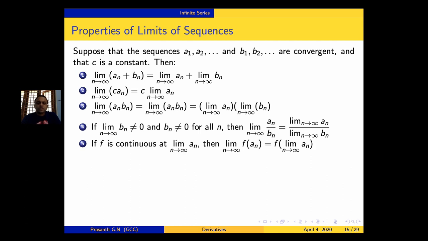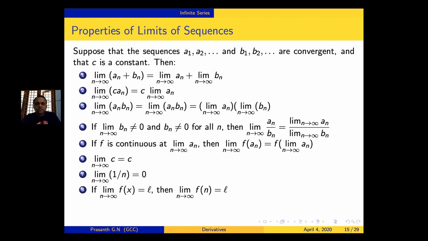If f is continuous at the limit of an, then the limit as n tends to infinity of f of an will be equal to f of the limit of an. The limit of a constant function is the same constant, that is, the limit as n tends to infinity of c is equal to c. The limit as n tends to infinity of 1 by n is equal to 0. If the limit as x tends to infinity of f of x is equal to l, then the limit as n tends to infinity of f of n is equal to l.